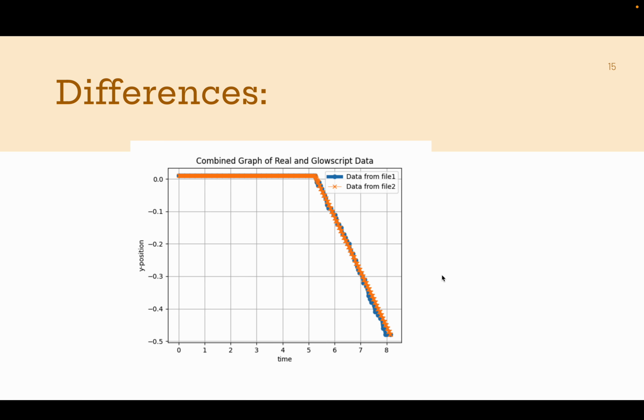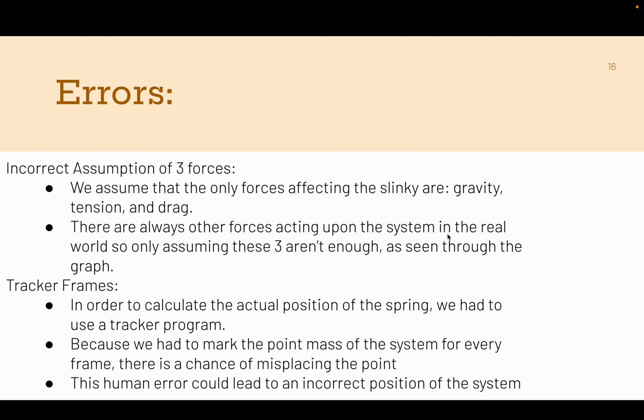Differences and errors. You can see here the data from file 1 is the real tracker data, and then the blue one and the orange one are the GlowScript data. You can see the two graphs overlap very well, except here at the bottom. And I think that's honestly just my tracker data error rather than computational error, like graph or code error, I guess.